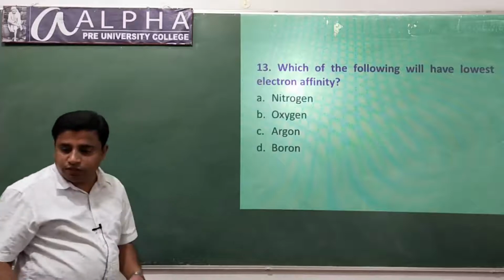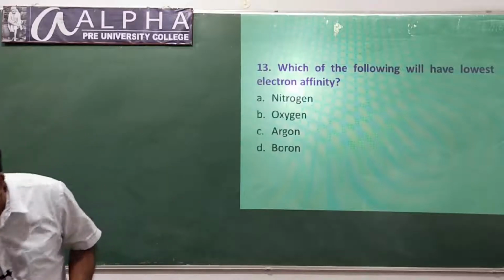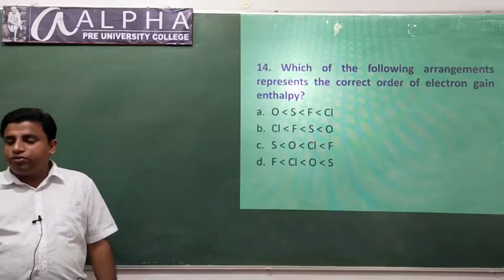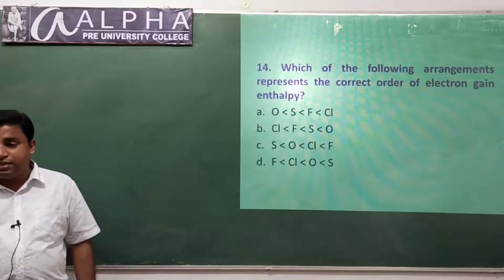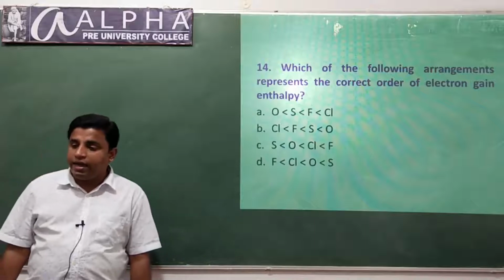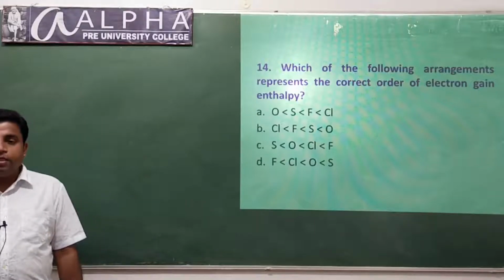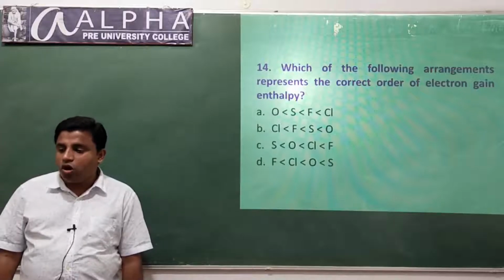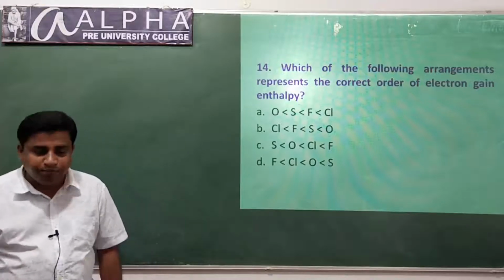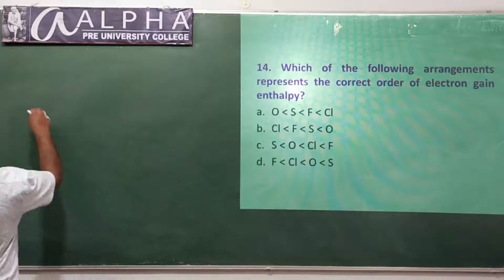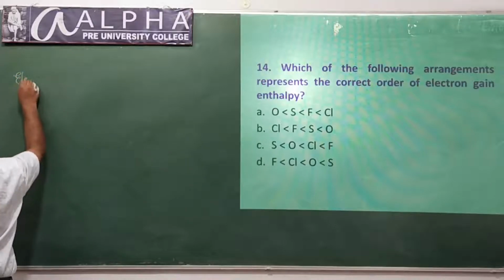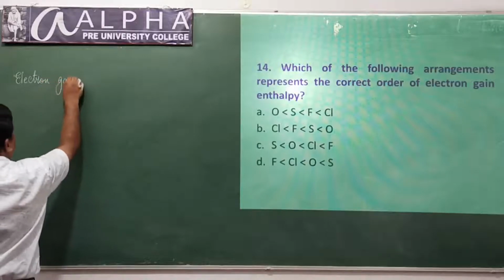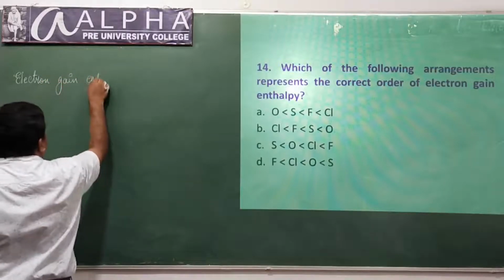Let me move to the next question. The next question says, which of the following arrangements represents the correct order of electron gain enthalpy? It is talking about electron gain enthalpy, isn't it?